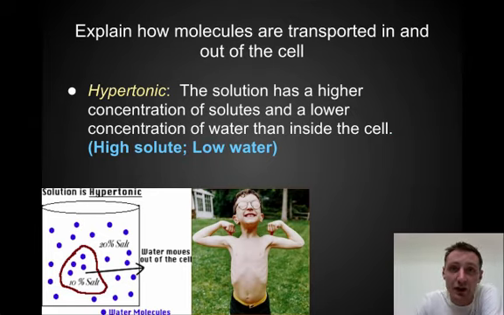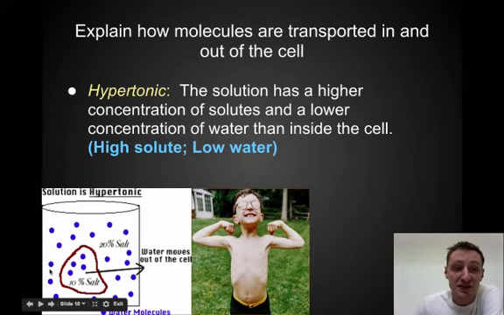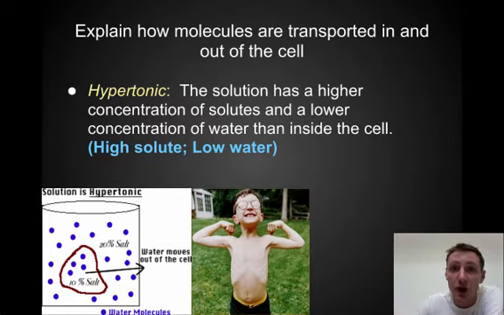And water wants to go from a high concentration to a low concentration, so it's going to diffuse out of the cell because in the cell there's 90% water, and outside the cell there's 80% water, so it's going from high to low. When we talk about water diffusing out of a cell, we call it osmosis. So osmosis is diffusion of water.